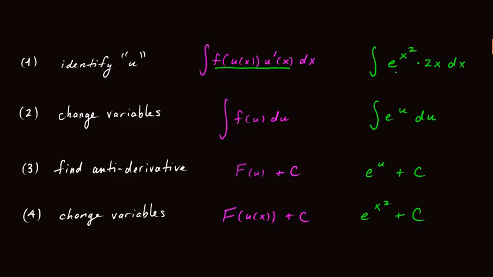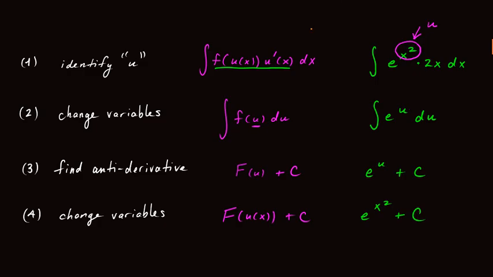So let's look at an example. Here I have e to the x squared times 2x. Well, obviously e to the x squared is a composition, and the inside function I can take to be x squared. That'll be my inside function u. The next step in the method is to change variables. That is, instead of writing x squared, I just want to write u.